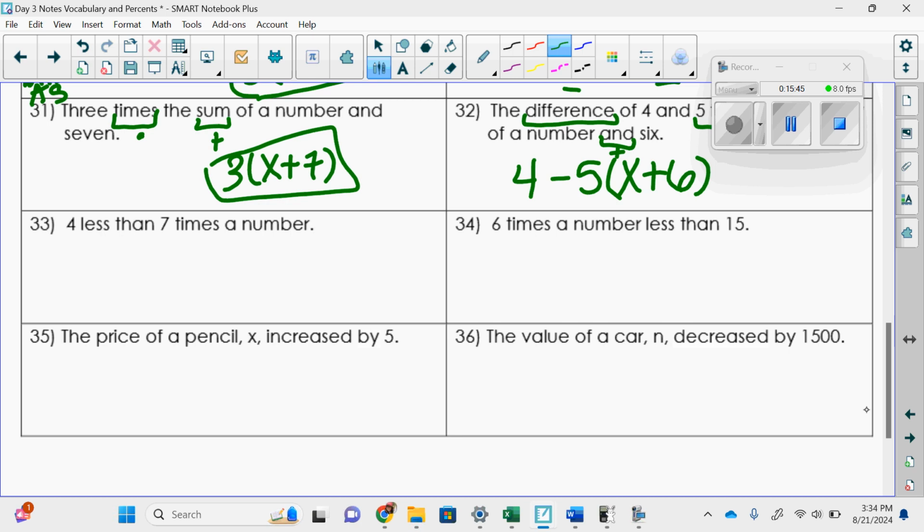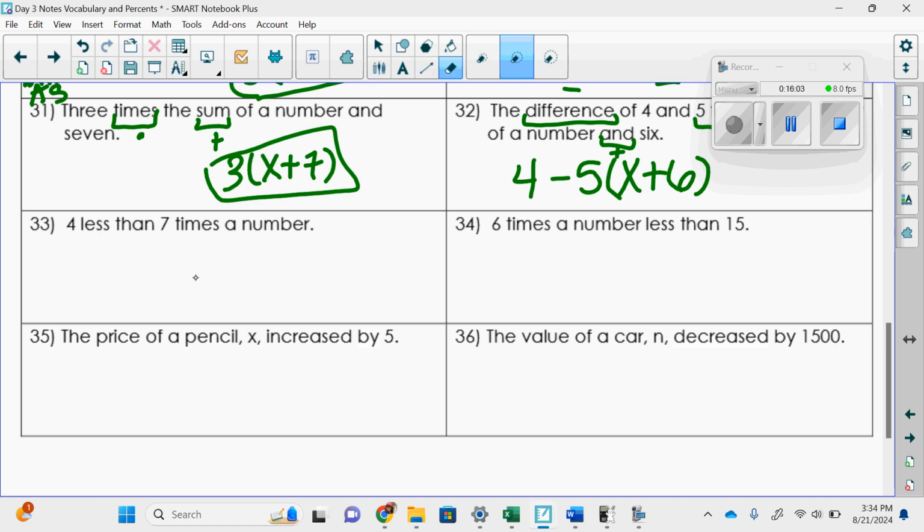That word and in this situation is actually going to mean addition. Number 33, 4 less than 7 times a number. So be very careful. The biggest mistake that I see students write is 4 minus 7x. But this is not 4 less than 7 times a number. This is 7 times a number less than 4.